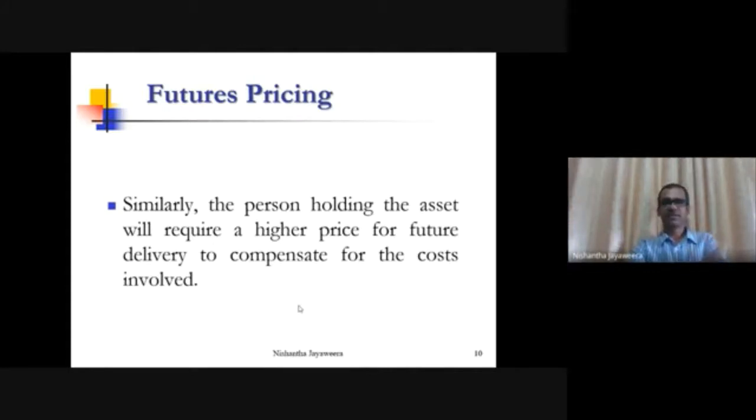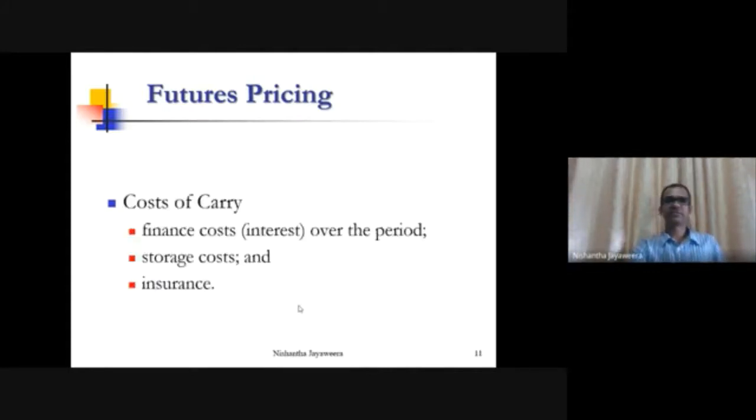So the seller also wants the same thing. Based on that concept, which we call no arbitrage, neither party gains or loses, the model is called cost of carry. I'm pretty sure those who have done A levels or studied commerce or business studies have learned this model. True? Cost of carry.